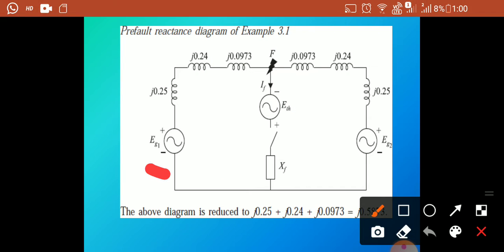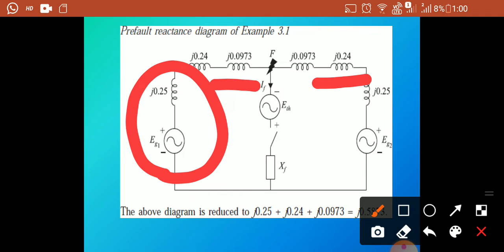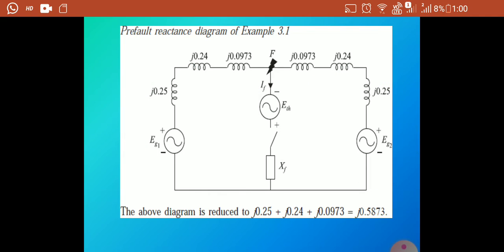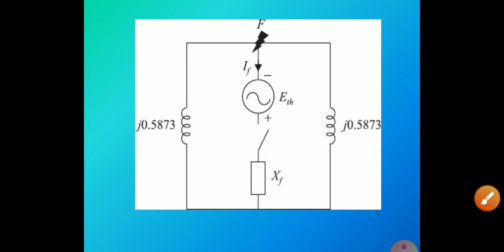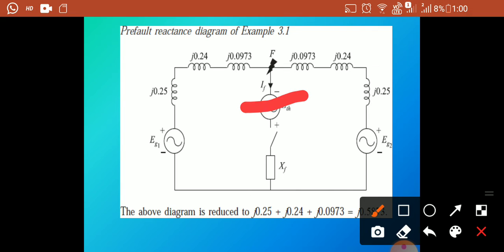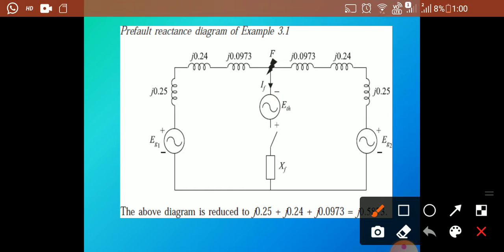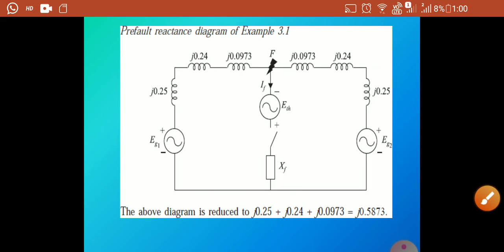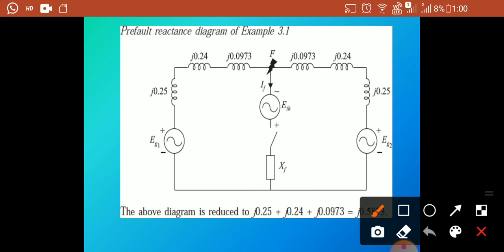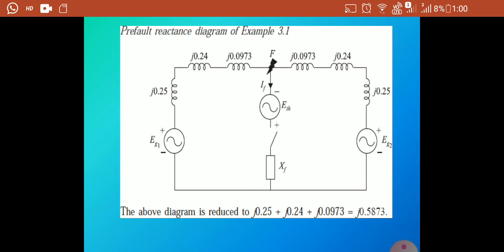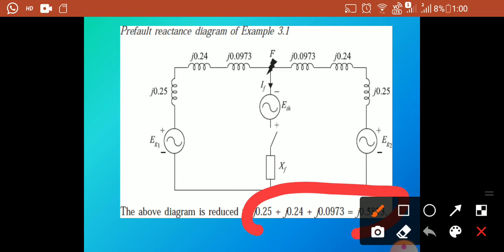After finding this, draw the equivalent reactance diagram for each equipment. This is the fault current IF. This is the ETH generator value. This is the XF value. This one is where the fault occurs, at the middle of the line. So the fault current is given like this. The above diagram can be reduced and simplified, and the resultant value is given in this diagram.